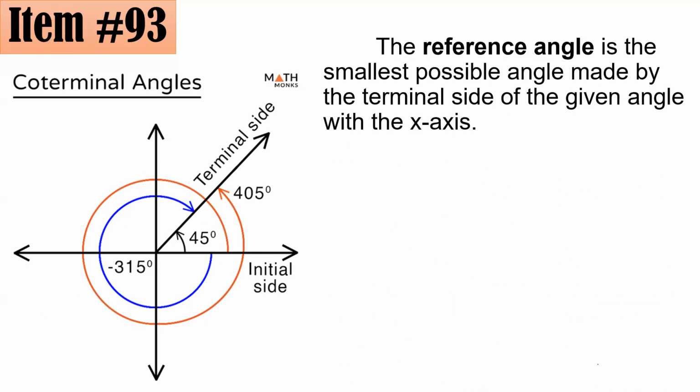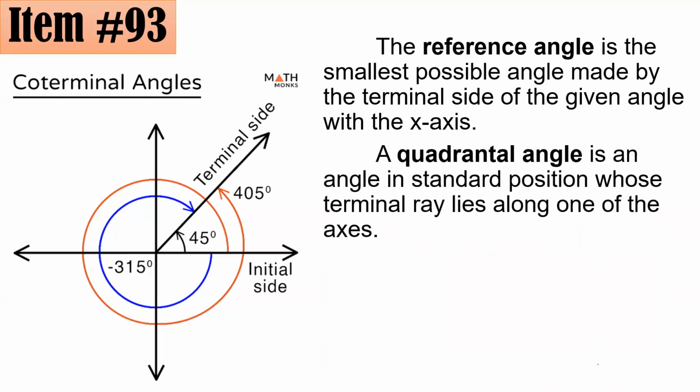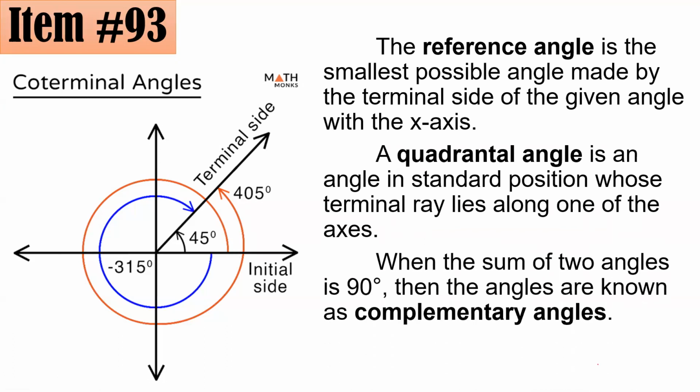When we say reference angle, it is the smallest angle made by the terminal side of the given angle with the x-axis. A quadrantal angle is an angle in standard position whose terminal ray lies along one of the axes. Meaning, its terminal side can be on the y-axis or the x-axis. When the sum of two angles is 90 degrees, the angles are complementary. So letter C is the correct answer here.